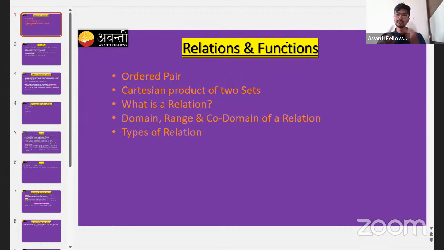Relations and functions are two different things. Today, we'll try to cover relations, in which the subtopics are: first, what is an ordered pair, Cartesian product of two sets, what is a relation, what exactly is the definition of a relation. Next is domain, range, and codomain, a very important part for relations, as we are going to need it in functions. And lastly, we'll study types of relations. Along with this, we will also go through some of the questions to better understand ourselves. Okay, so let's start. Welcome all.